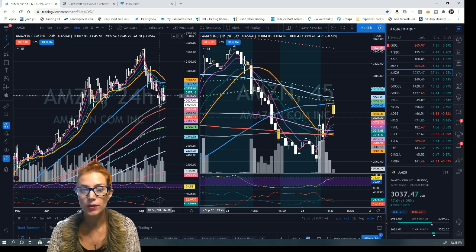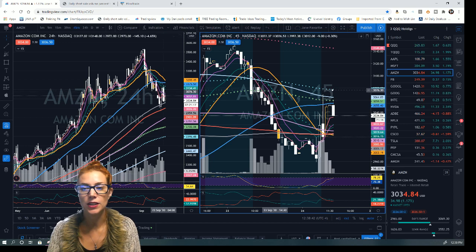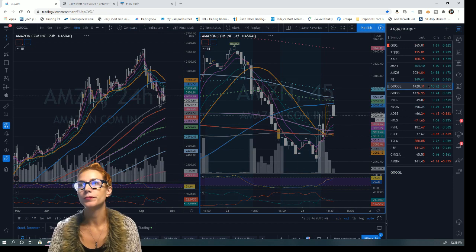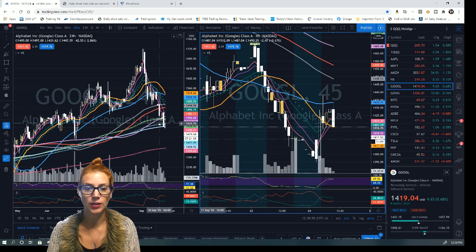So if we can close above right here, if we can close above 30.45, 30.46, then there's that potential gap fill up here to 30.77. You can see it right here too on moving averages. It's pretty cool. Let's check out Google. So Google, not looking so nice. We have the highest volume day back here, and we are below it.